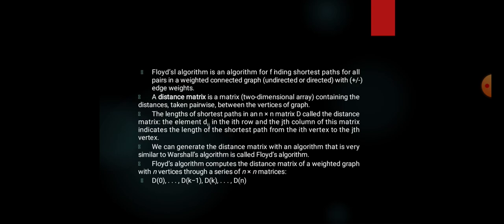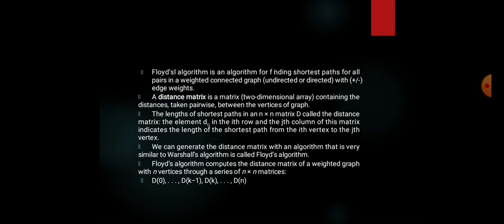First, we are going to discuss what Floyd's algorithm is. Floyd's algorithm is an algorithm for finding the shortest path for all pairs in a weighted connected graph. Normally we use Floyd's algorithm in a weighted connected graph, either a directed graph or an undirected graph. Here we are going to use a term called a distance matrix. What is a distance matrix? A distance matrix is a two-dimensional array which contains the distances taken pairwise between the vertices of the graph.